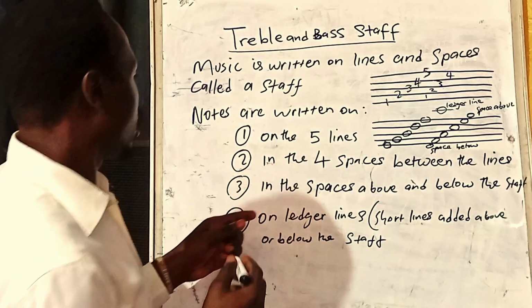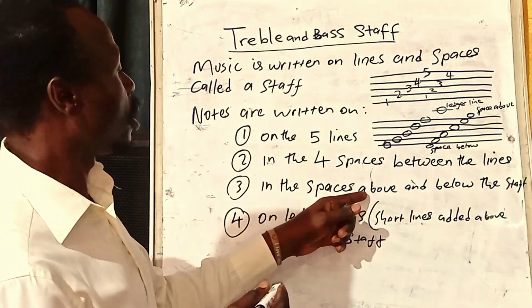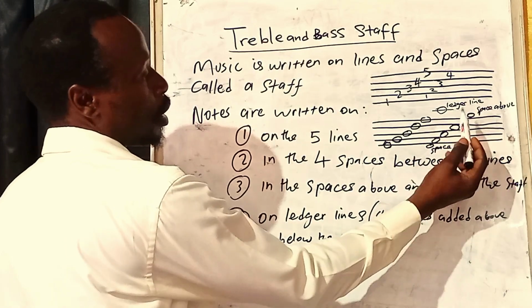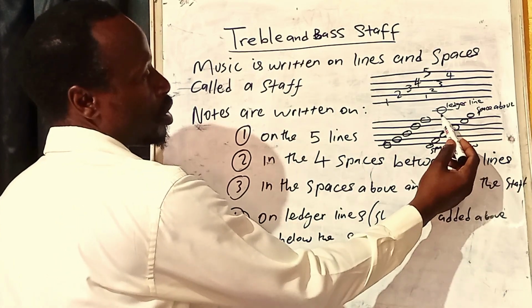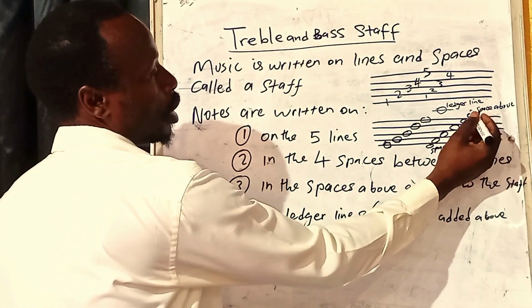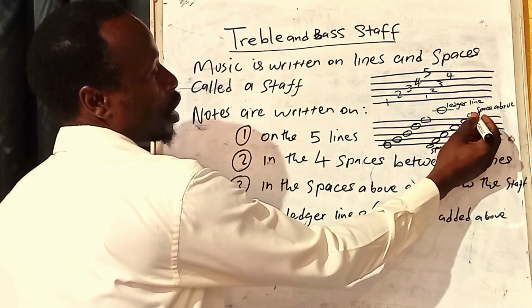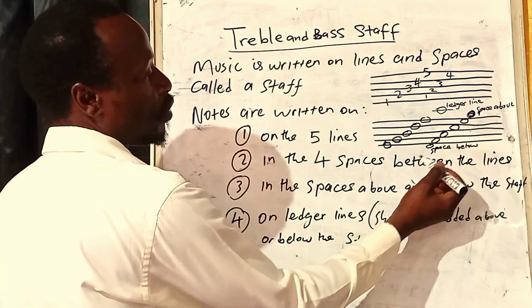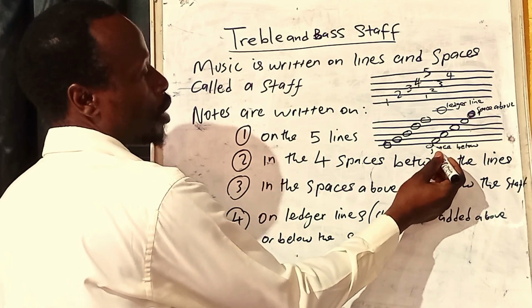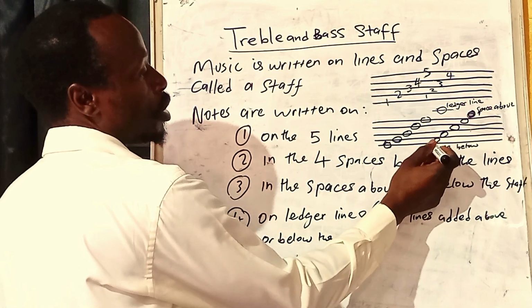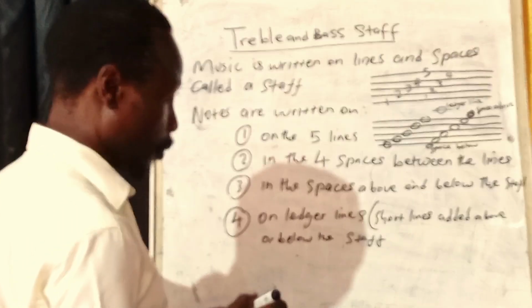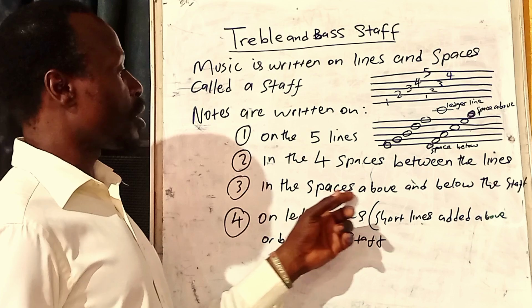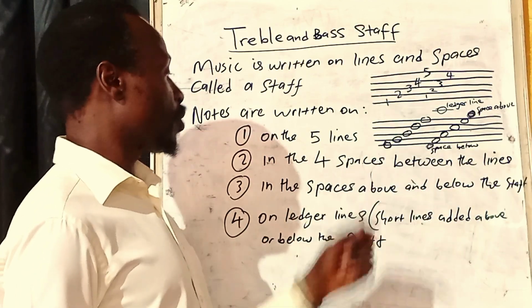Then I said in the spaces above and below the staff. Above the staff we have this space here, and the note is here above the staff, so we also write there. And below the staff, it's here also. This is our note below the staff.